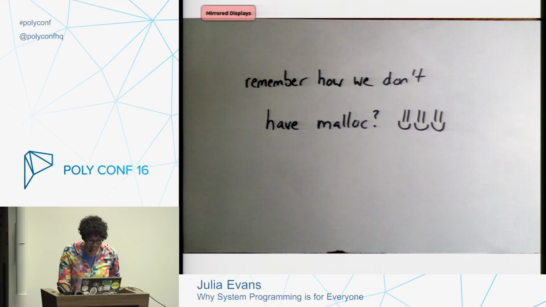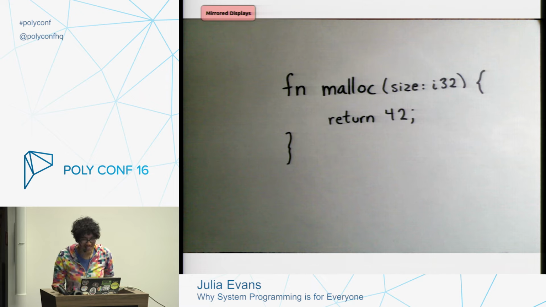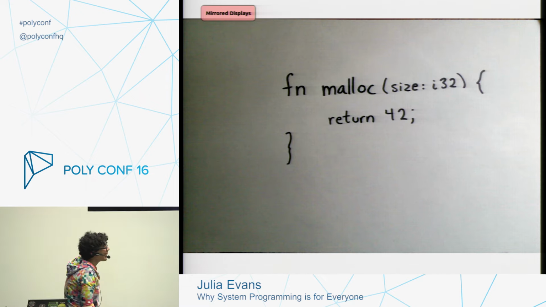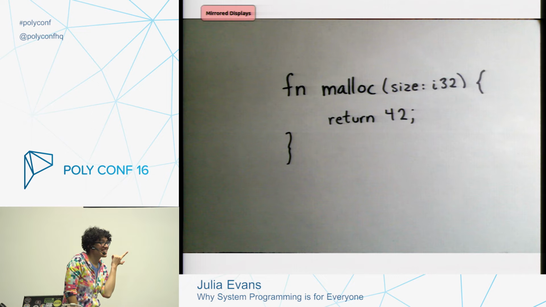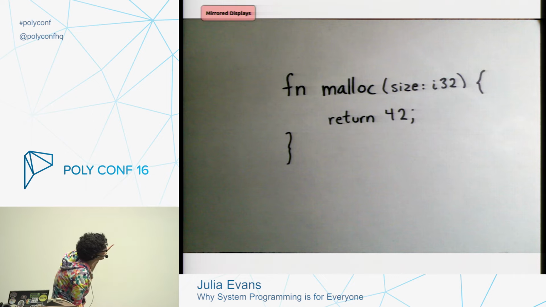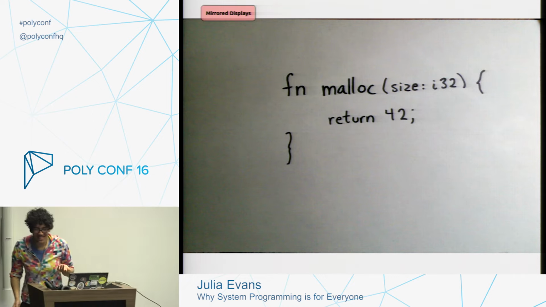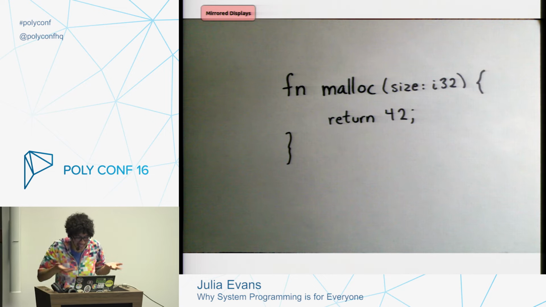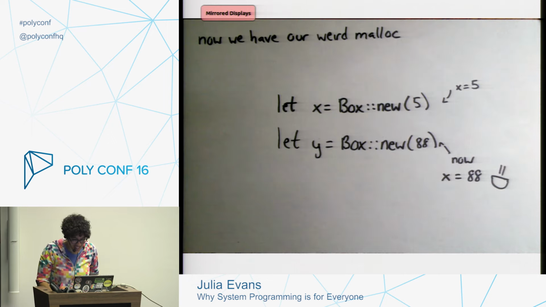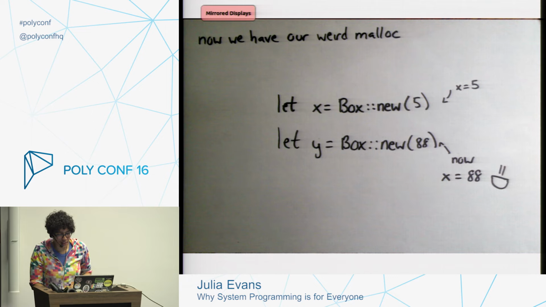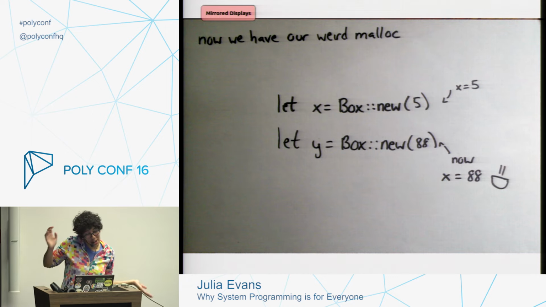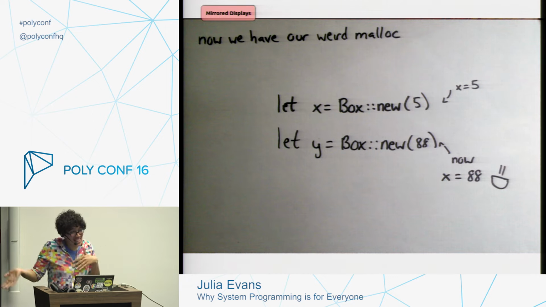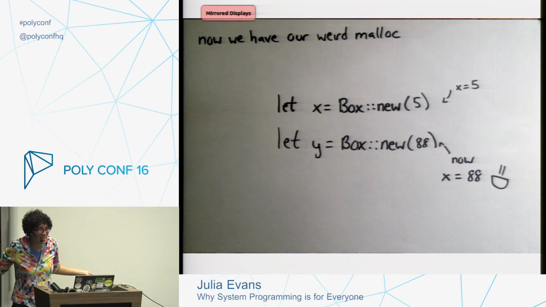One thing you don't have when you build an operating system is malloc. You can't allocate memory. This is really fun because you can write your own allocator. You need to return an address, so I'll just always return 42. This is a totally valid function, right? You can do this in your programs today. You can just be like, hey, malloc, it's 42. I did this in Rust. So x equals 5, and then y equals 88, and that allocates memory, and now x is 88, because you only have one variable.